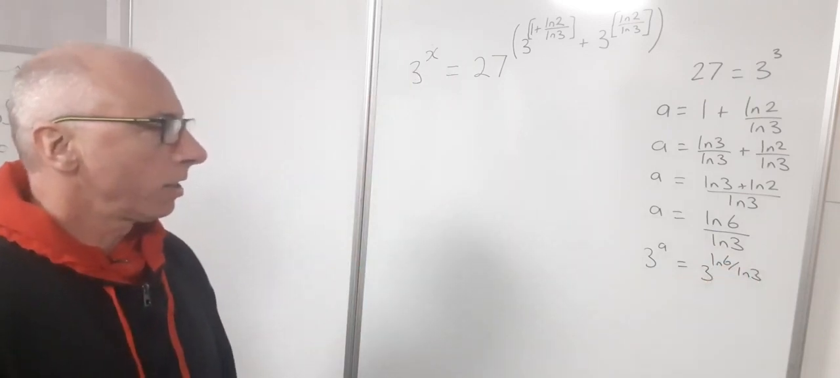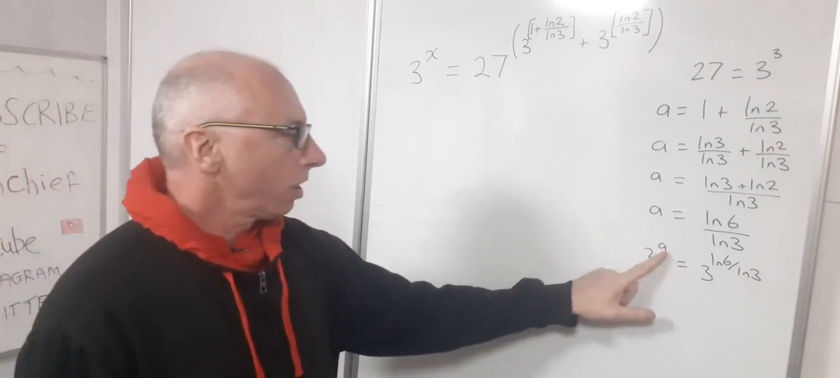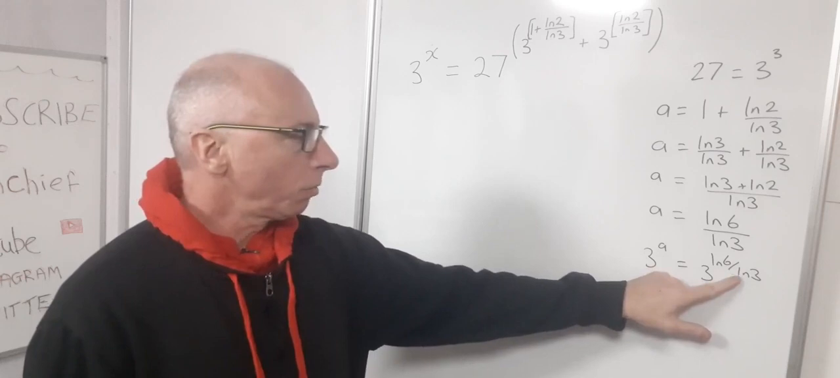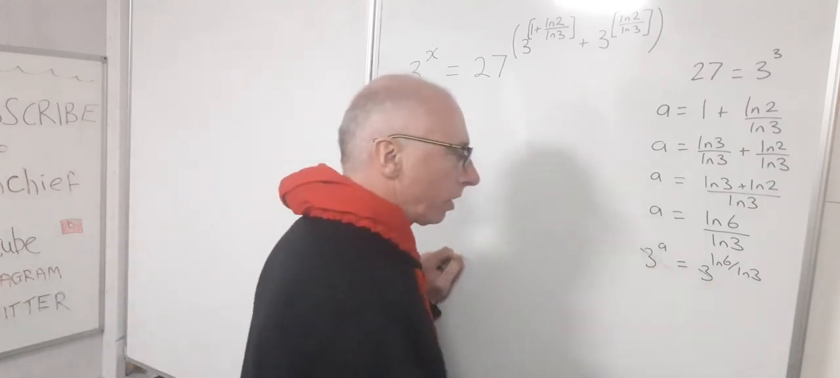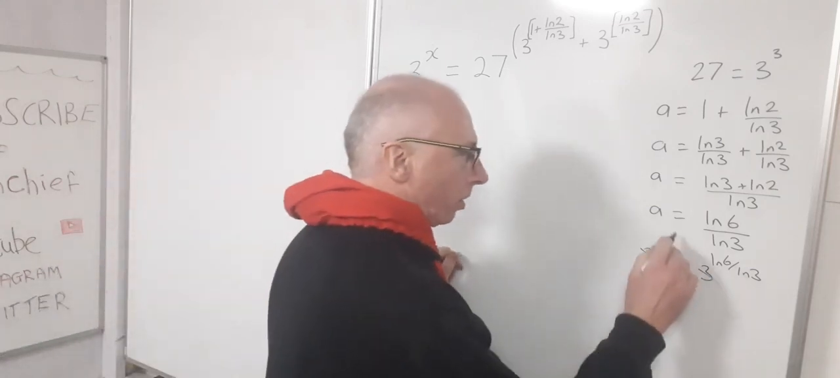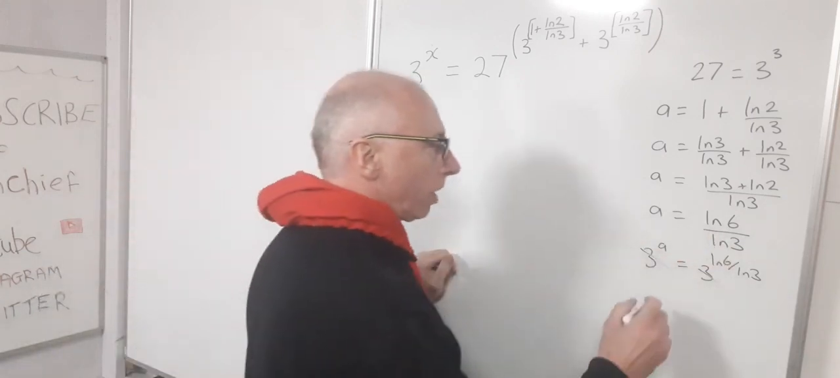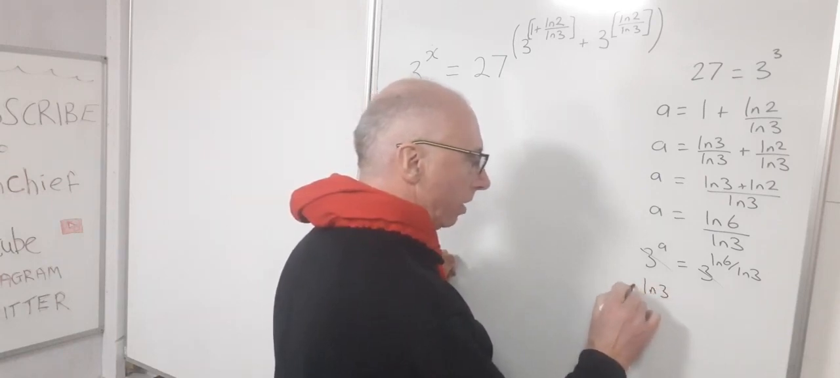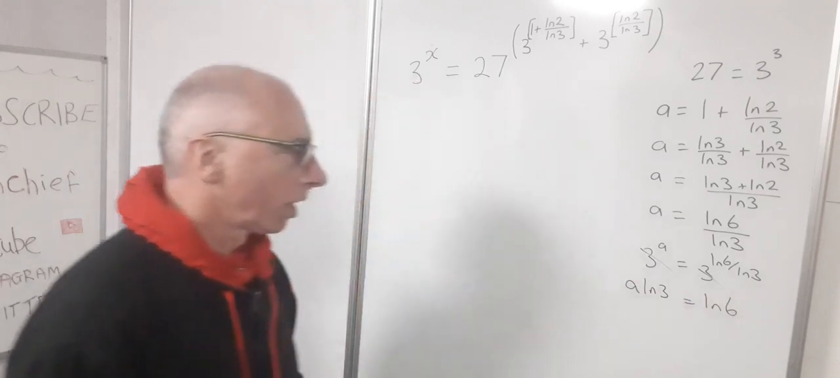Okay, so now what I could do is, why don't I just ignore this 3 and then just multiply both sides by log 3. So just cancel these out. So that's not, we're not going to need to do that. So now, using this a equals log 6 over log 3, multiply both sides by log 3. So now I've got log 3 times a, so I'll bring my a out to the front. That equals log of 6.